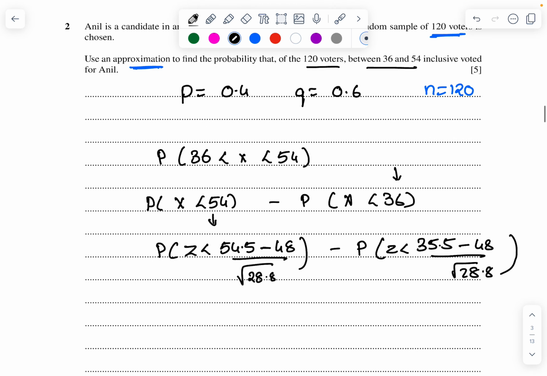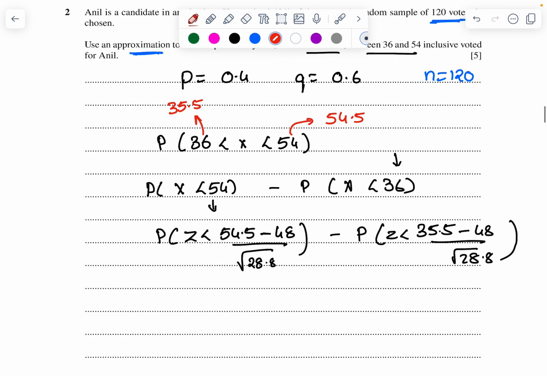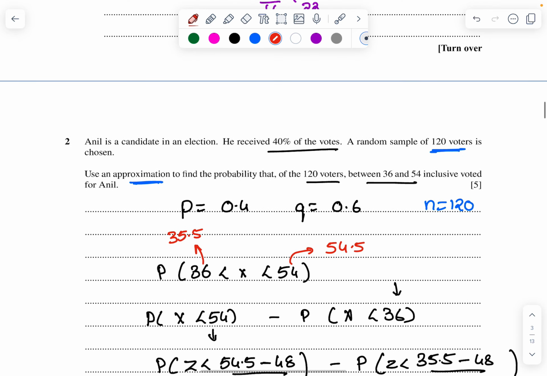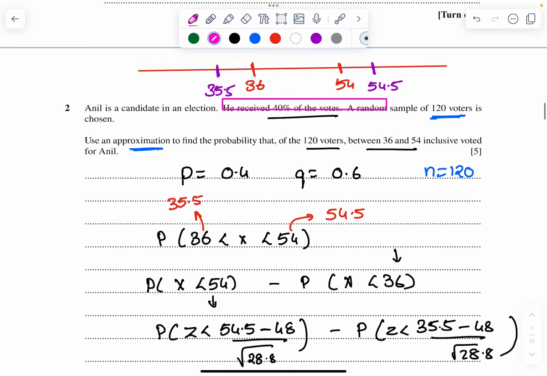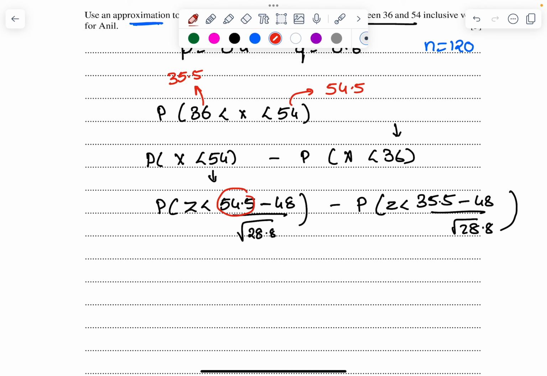So remember that for the upper limit, I am going to take 54.5 because of approximation, and for the lower limit, I should be taking 35.5 because it lies between 36 and 54. So if this is a number line, this is 36 and this is 54. Now over here 54.5 and over here 35.5. Now this entire thing is lying between 36 and 54. So therefore you have to be very much careful about taking 54.5 and 35.5.